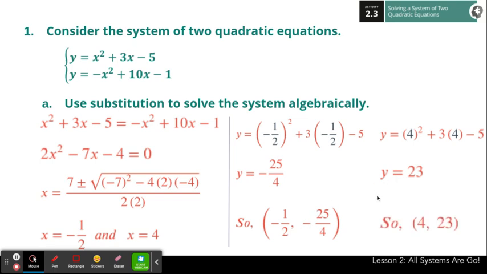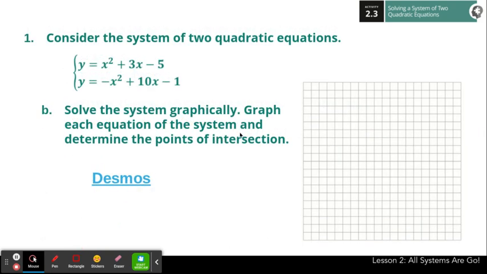So these are the locations on the graph of where these two parabolas would hit one another, if I did it correctly. All right, so let's check it out. Question 1b, solve it graphically. So let's take a look at our trusty Desmos calculator.